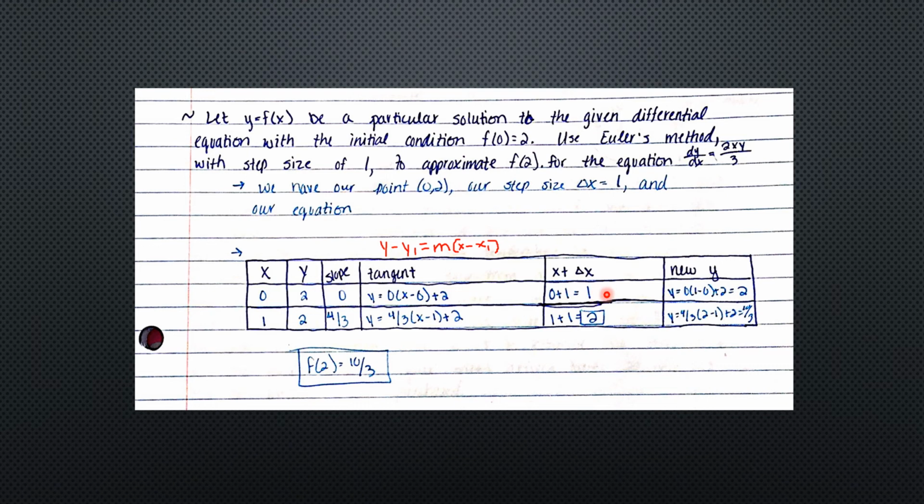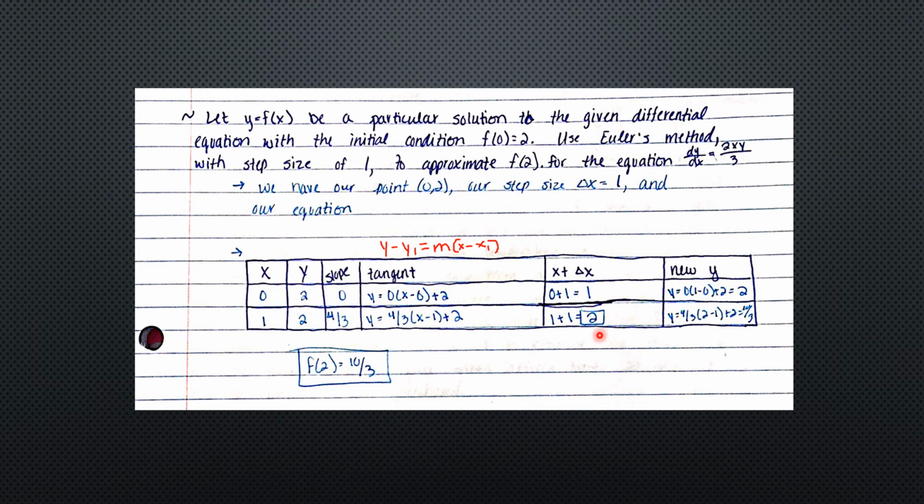So now we take the new x and the new y, and we do a second row of working it out. So we have the x value 1, the y value 2. We plug this into the differential equation again, which gives us 2 times 1 times 2 over 3, which gives us a slope of 4 over 3. We plug this into the point slope form to get our tangent equation. We get y equals 4 over 3 times x minus 1 plus 2. We add our x1 to the step size, so we get 1 plus 1 equals 2.